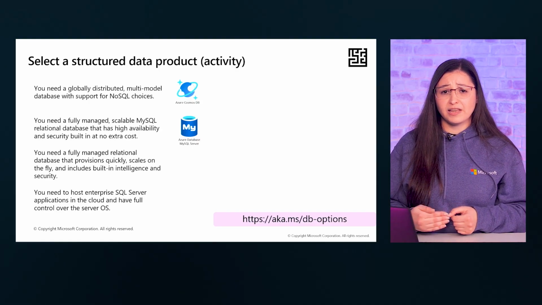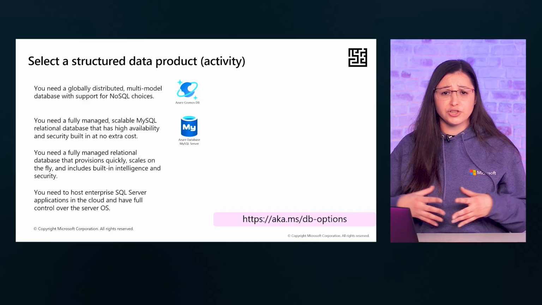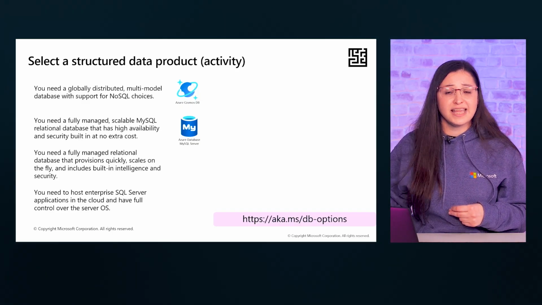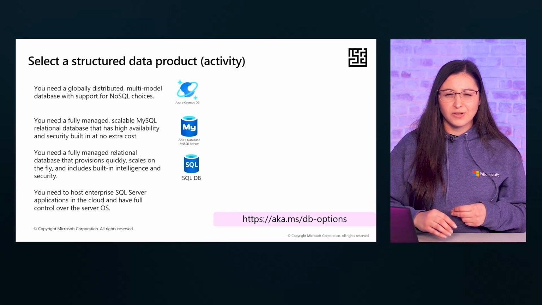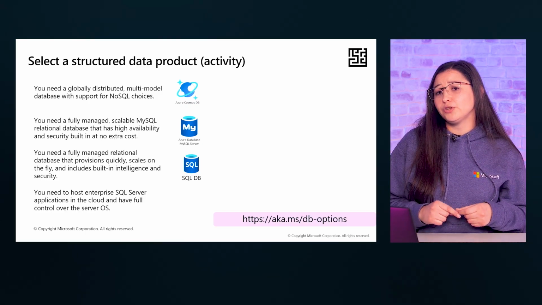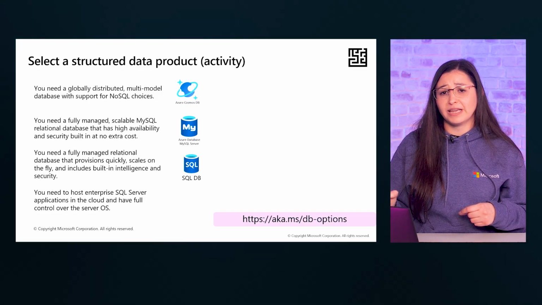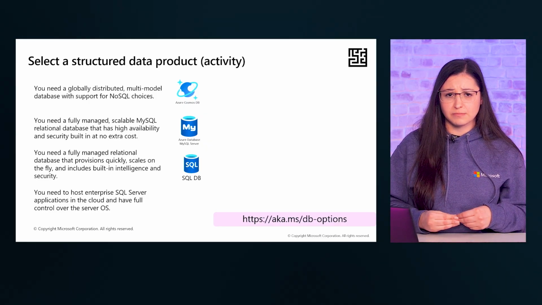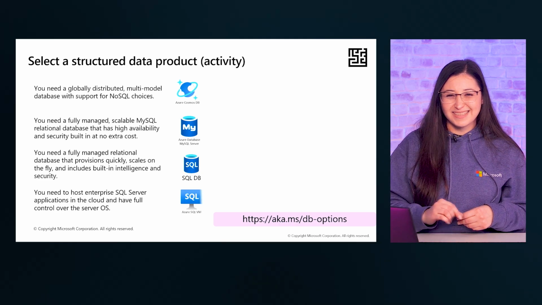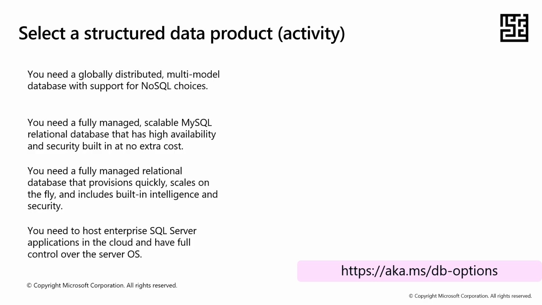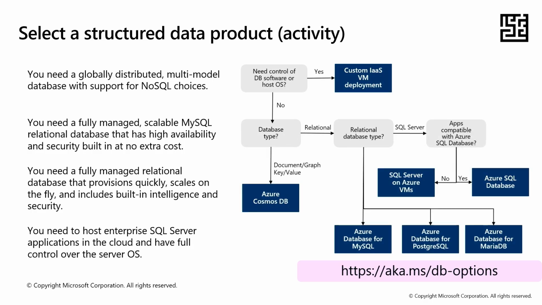If you need a fully managed relational database that provisions quickly, scales on the fly, and includes built-in intelligence and security, go for Azure SQL Database. If you need to host enterprise SQL Server application in the cloud and have full control over the server operating system, that's SQL VMs. We have a decision tree to help us make the right choices.